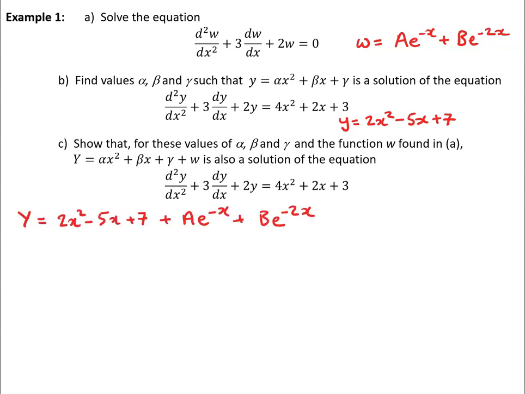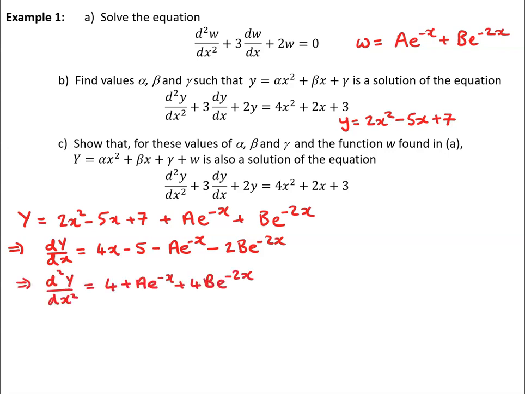So there's y. Differentiate y. We're going to get dy/dx is 4x minus 5 minus ae to the minus x minus 2b to the minus 2x. And d2y/dx squared is going to be 4 plus ae to the minus x plus 4b to the minus 2x.